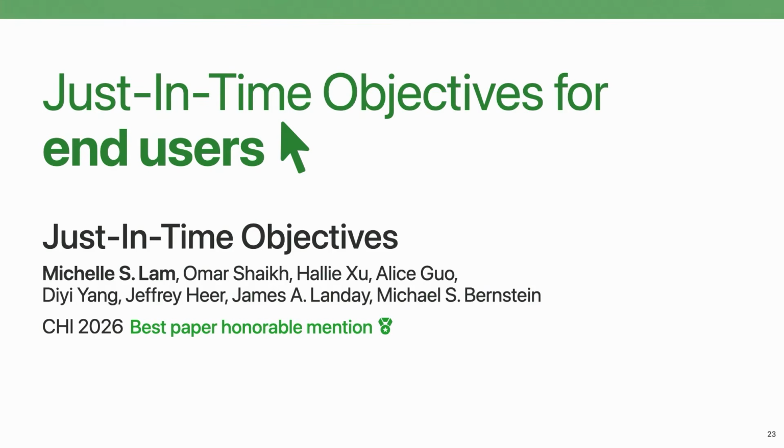So I'll jump right into the namesake just-in-time objectives work, which is designed for everyday end users. And this work appeared at CHI earlier this year. The main issue, as I talked about earlier with sporks, is that we don't know what specific tools to build in advance. Our insight here is that we can wait until interaction time when we actually have many more cues.